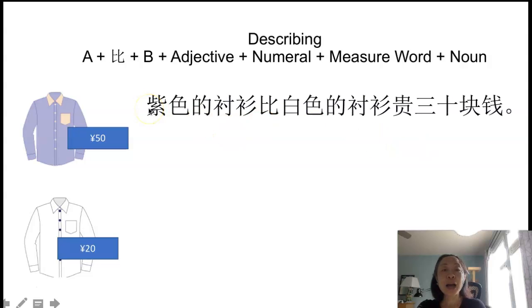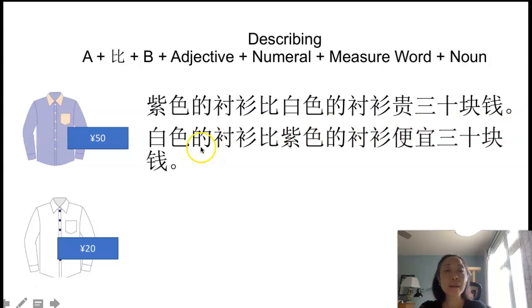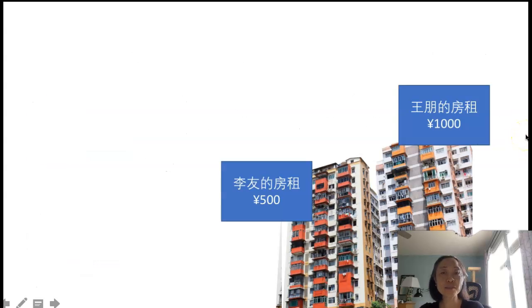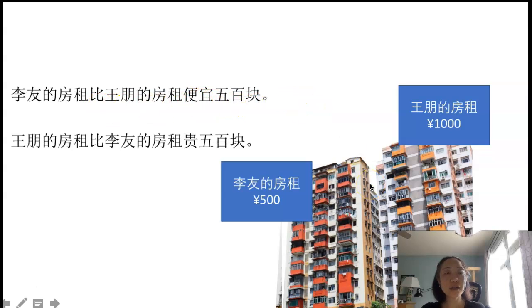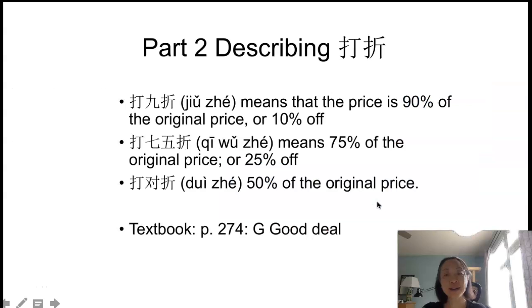Okay, now, you could either say 紫色的衬衫比白色的衬衫贵30块钱 or 白色的衬衫比紫色的衬衫便宜30块钱. We have another example. 好, how would you say this? 好，李友的房租比王鹏的房租便宜500块 or 王鹏的房租比李友的房租贵500块. Another one is 打折. Okay, review this part of my lecture and rework on the textbook questions.